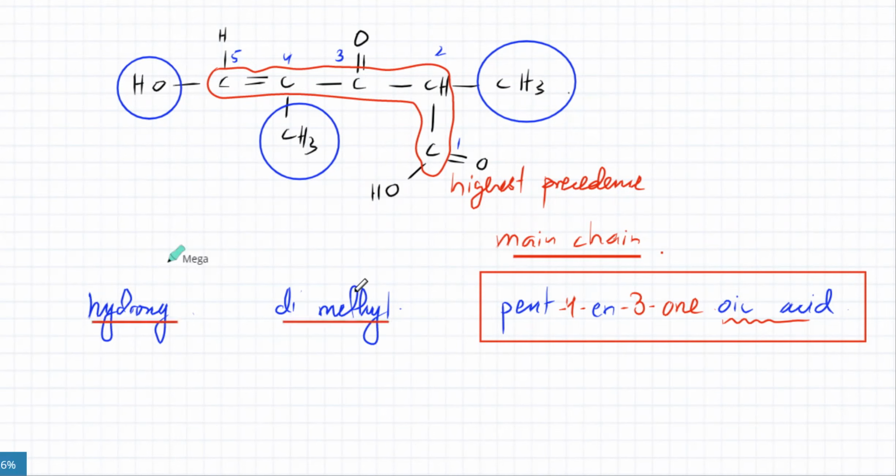And you're going to write the hydroxy group is at, there's only one, right? So the hydroxy group is at position number 5. And the methyl groups are at positions 2 and 4. Is that clear? Is this clear, this thing?